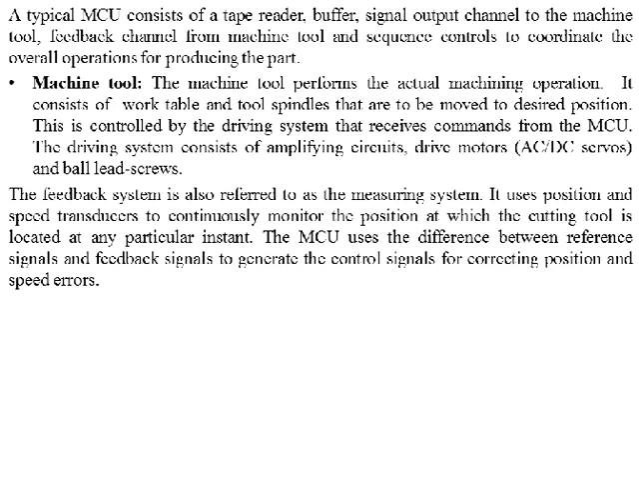The feedback system is also referred to as the measuring system. It uses position and speed transducers to continuously monitor the position at which the cutting tool is located. The MCU uses the difference between the reference signal and the feedback signal, so that the controlling signals are set for the correct position and the errors are eliminated.